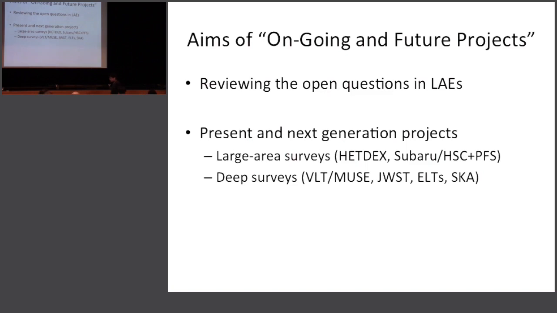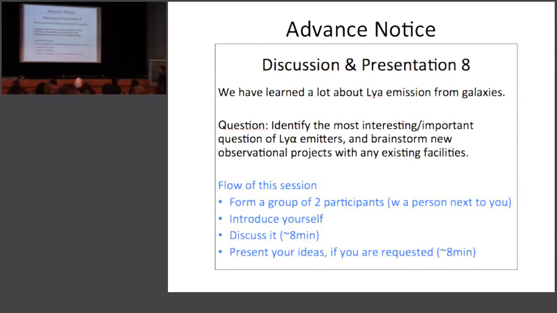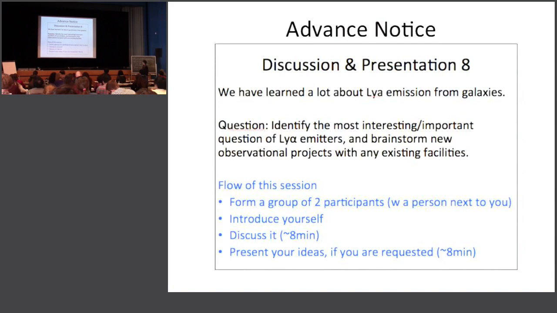This is again the advance notice. The question is: identify the most interesting, important question of Lyman-alpha emitters and brainstorm new observational projects with any existing facilities. Existing facilities, okay. Not dreaming. So theorists, it's a very good opportunity to think about it.